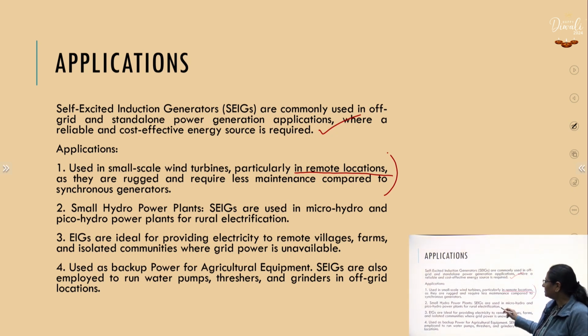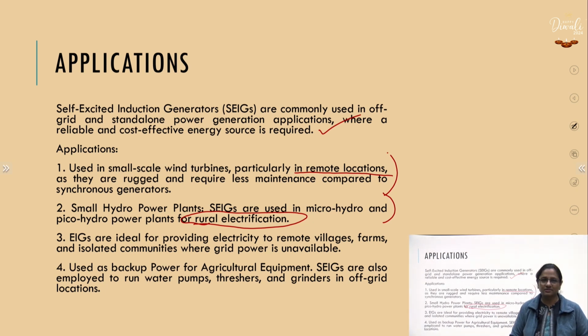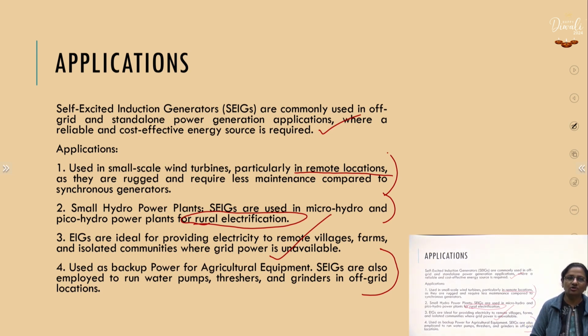Small hydro power plants: these generators are used in micro hydro and pico hydro power plants for rural electrification. Again, this is an application of electrification of remote areas which do not have access to the grid. These generators are ideal for providing electricity to remote villages, farms and isolated communities where grid power is unavailable. They can also be used as backup power for agriculture equipment, and are employed to run water pumps, threshers and grinders in off-grid locations in the agriculture system.